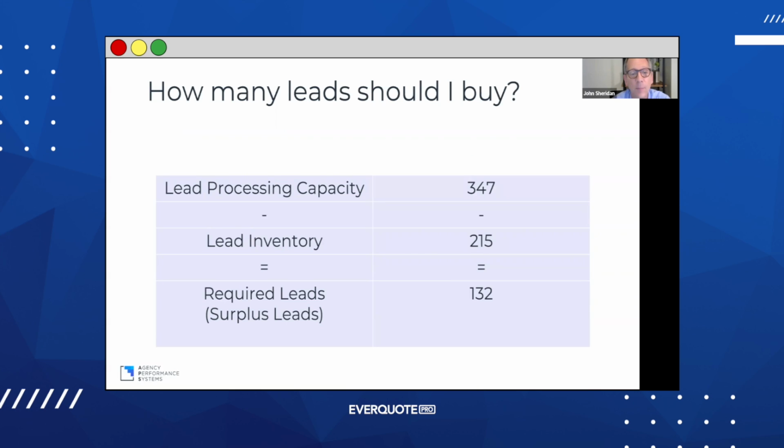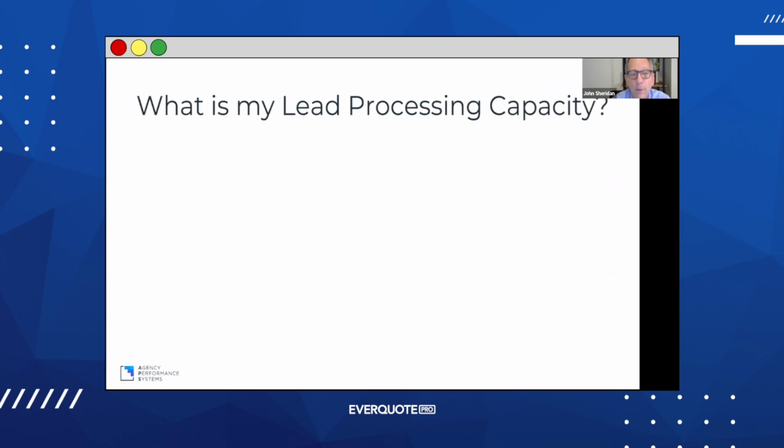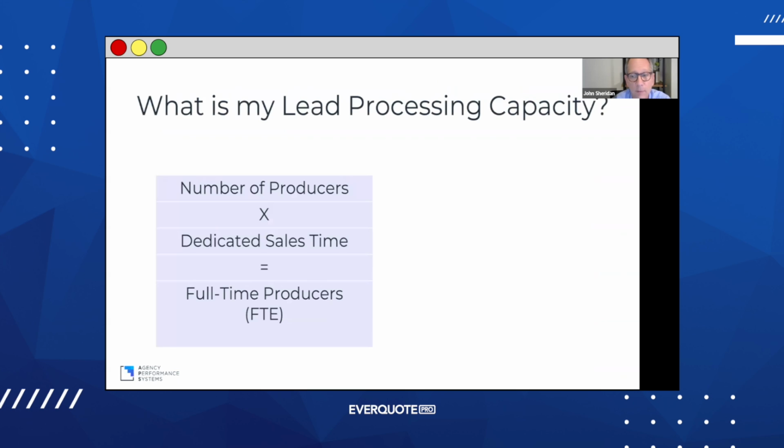Let's use this example. We're going to start with where we've got in the course of 1 month. Over 1 month, we've got a capacity of 347 leads. And in our assumption here, we're going to have 215 in inventory. The difference being the 132 is what we want to purchase to feed this team with good opportunity for the month we're talking about. So what we're going to do next is break into each one of those elements of that equation, starting with capacity.